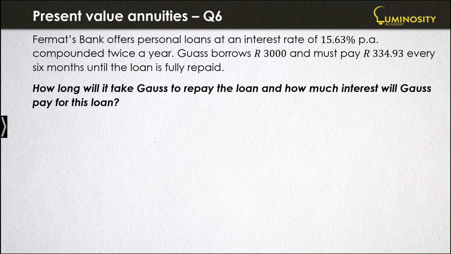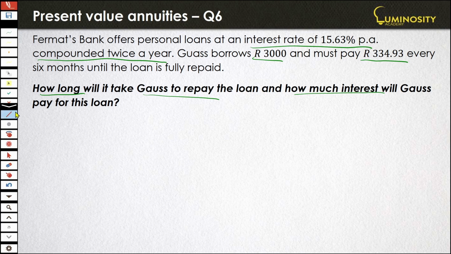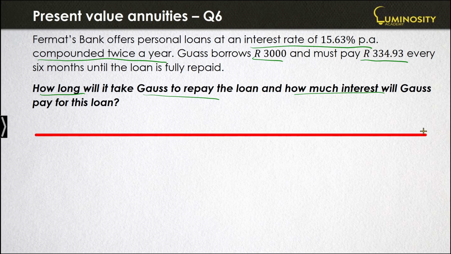Mars Bank offers personal loans at an interest rate of 15.63% per annum, compounded twice a year. So this is biannually, twice a year. Gauss borrows 3,000 Rand and must pay 334 Rand and 93 cents every 6 months until the loan is fully repaid. How long will it take Gauss to repay the loan, and how much interest will Gauss pay for this loan?